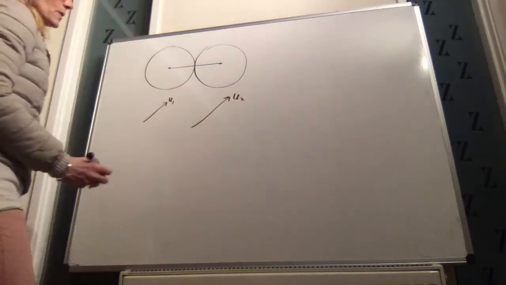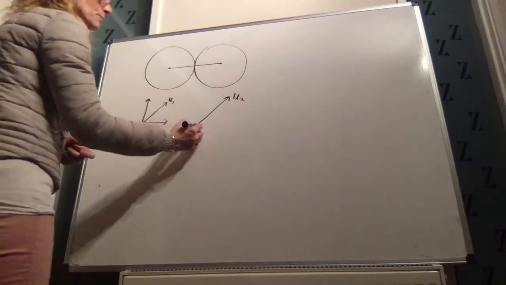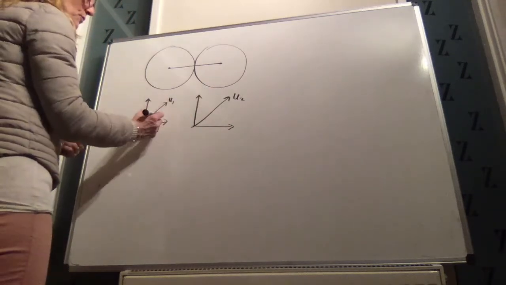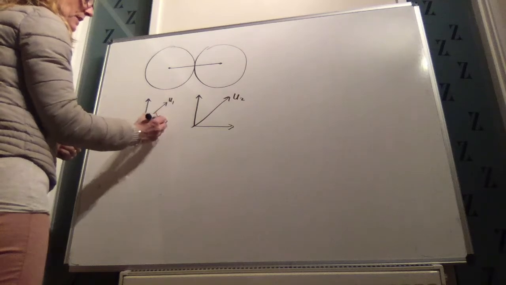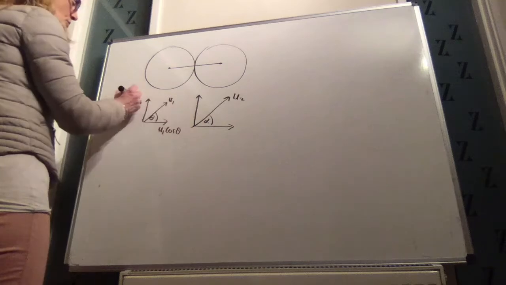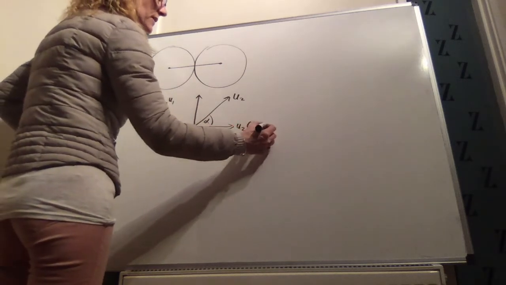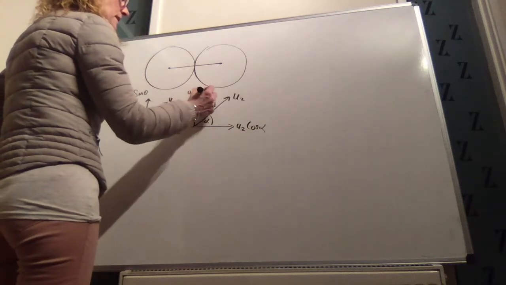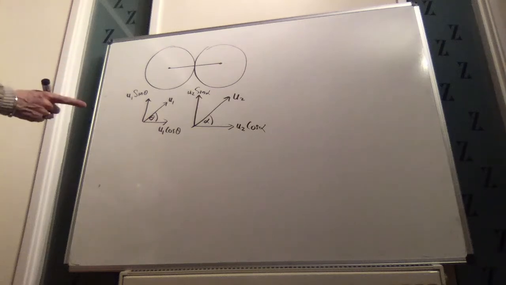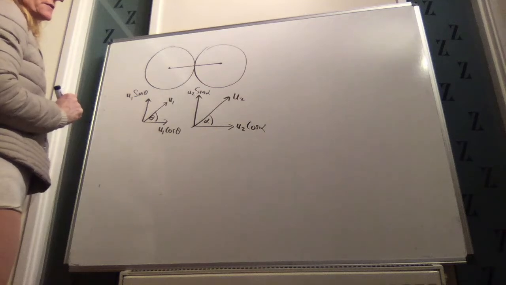Okay, so the rules are basically, the first thing you do is you resolve the velocities into components parallel to the line of centres and perpendicular. So if we call that theta, we call that alpha. That's u1 cos theta, u1 sine theta, u2 cosine alpha, u2 sine alpha. So the first rule is that the only change that occurs in the velocity is the change in the direction that is along the line of centres.